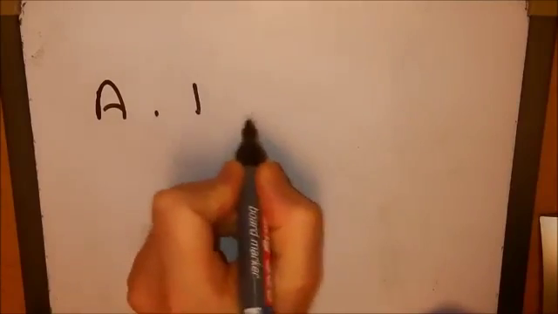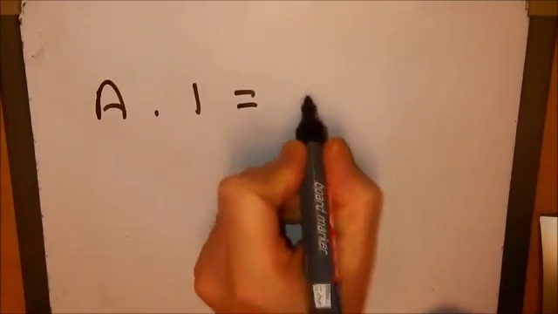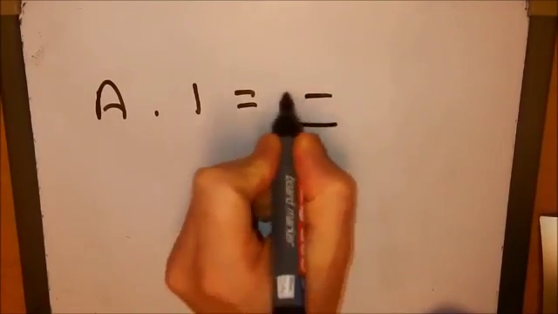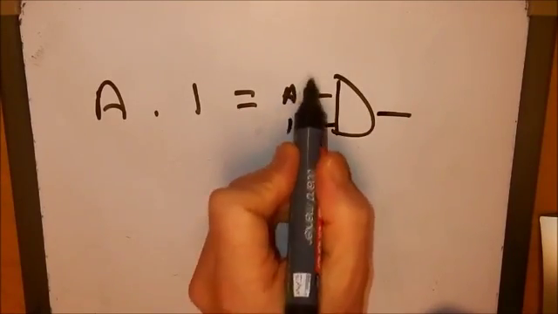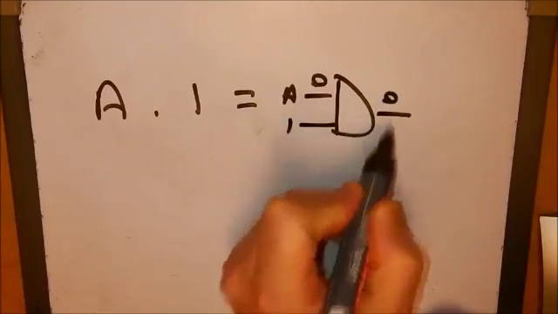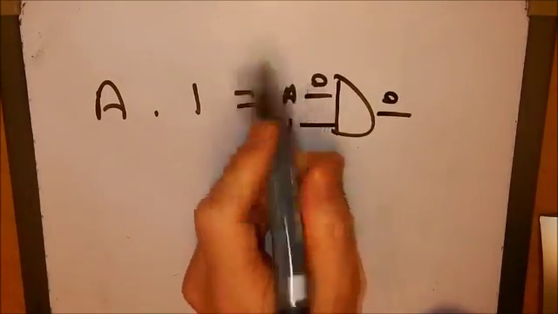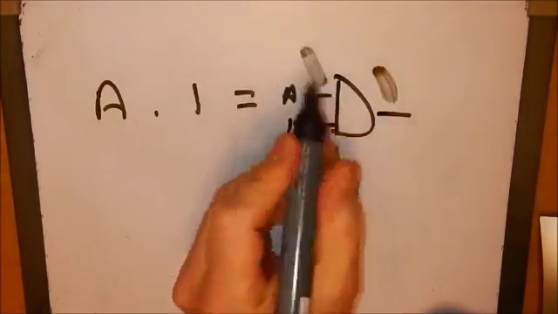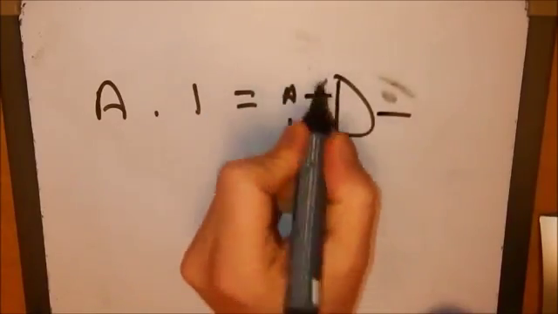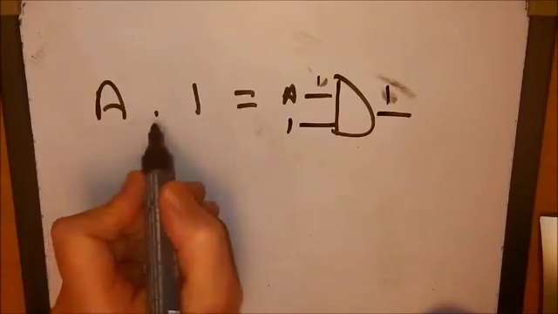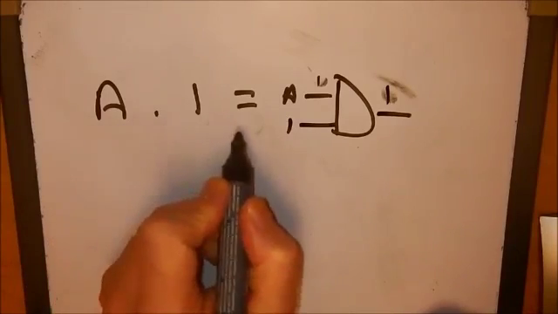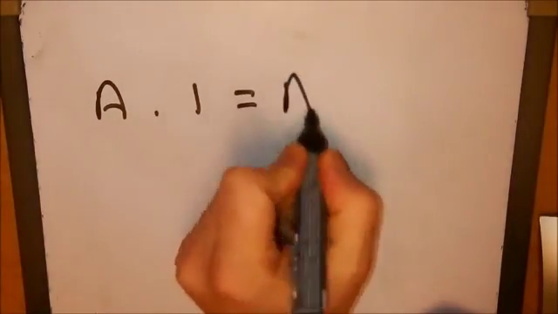Similarly, we can say if we had an A and it was ANDed with a 1, well that would mean that we've got a 1 going in and the A in an AND gate here. If A is a 0, we get a 0 out, 0 and 1. However, if A was a 1, we get a 1 out, proving that A ANDed with 1 is just equal to A.